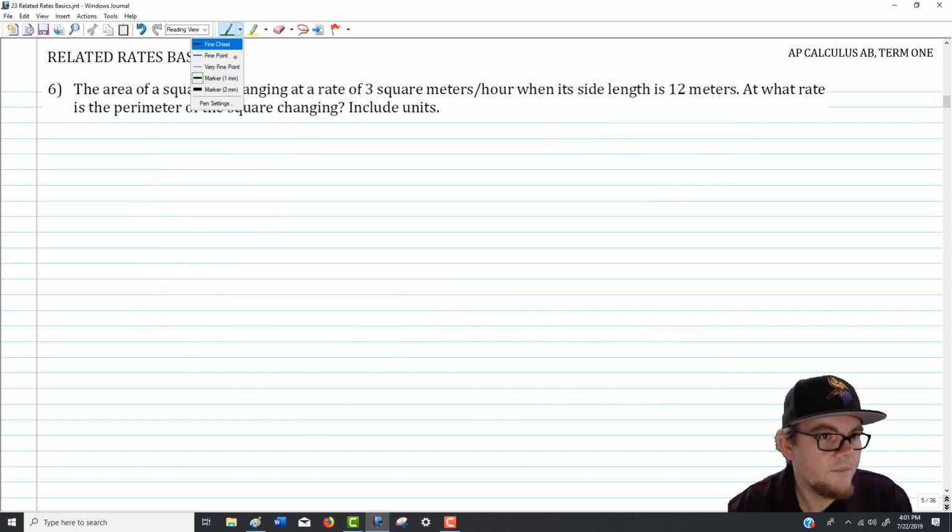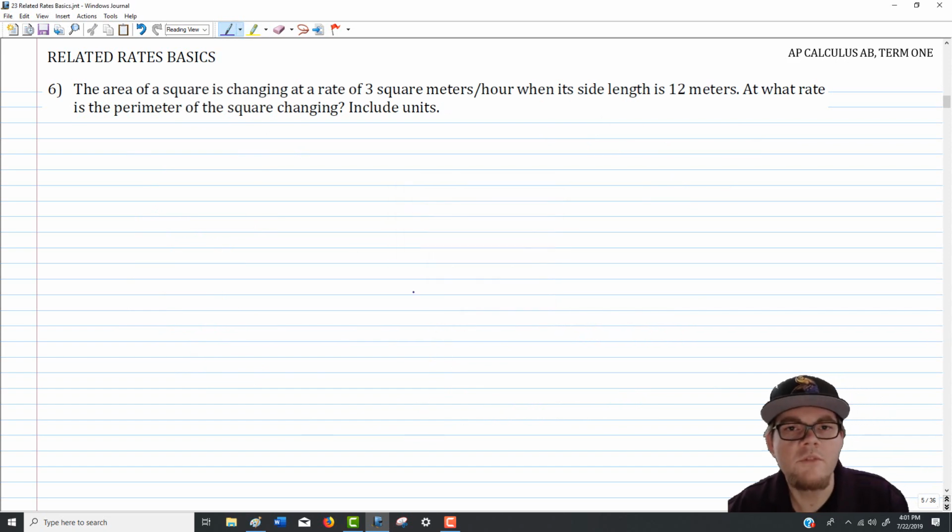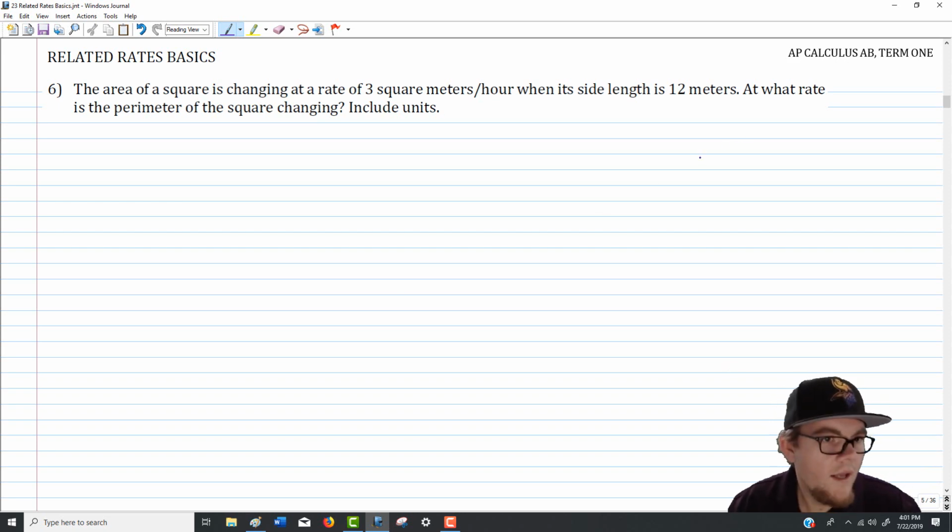Okay, question number 6. Number 6 moves us into the world of geometry, trying to solve some geometric problems and work through when things are changing and how we can relate those together. So in question number 6, the first thing we're told is that the area of a square is changing at a rate of 3 square meters per hour, when its side length is 12 meters. So the area of a square is changing, and we have a side length. At what rate is the perimeter of the square changing? So we're going to be involving perimeter, area, all sorts of stuff.